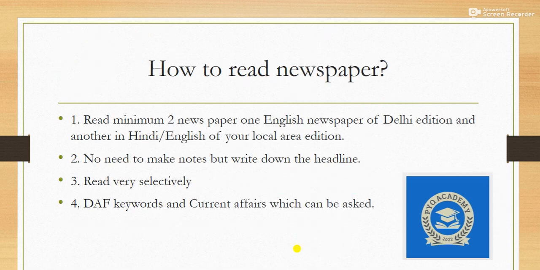Now coming to the newspaper. Newspaper is one of the most important parts, but how should you read it? First of all, I will suggest that you read at least 2 newspapers. Why 2? One should be the Delhi edition, and if you are not living in Delhi, the other should be your local edition. Why am I giving importance to the Delhi edition? Because the members of the interview panel are living in Delhi, so every day they are reading the Delhi edition. If you are following it, you will exactly get to know what the person is asking when they start asking a question. That is the importance.